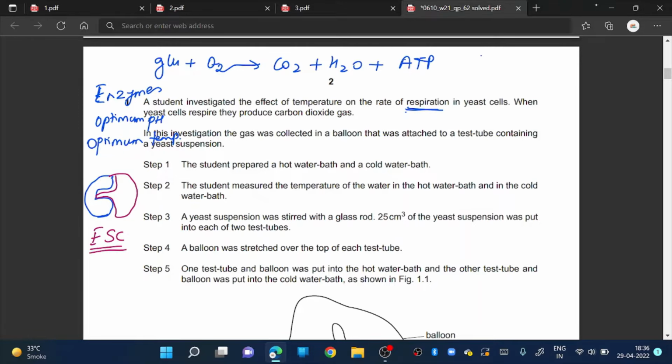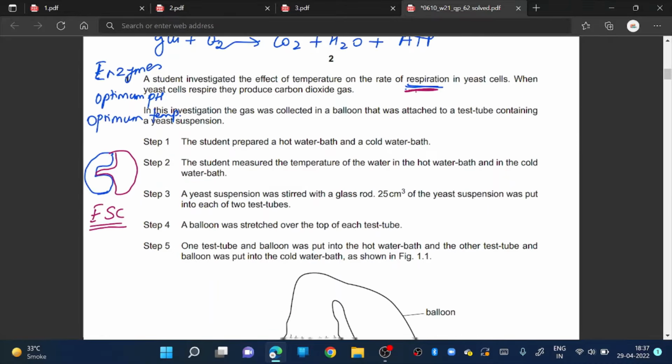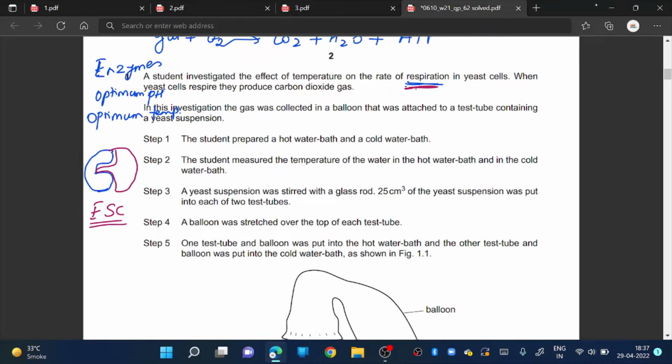Why are we talking about enzymes over here? Because we said earlier that respiration is an enzyme dependent reaction, and for respiration to occur, it requires optimum temperature as one of the most important things.